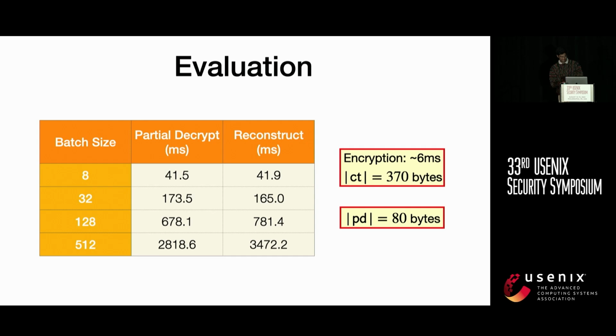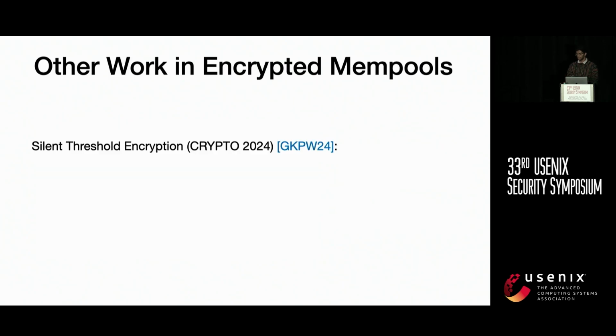So we implemented this scheme, and even for a block size of 512, it only takes 2 to 3 seconds to actually compute the decryption of everything. And all of these are single-threaded numbers, so you could parallelize all of this as well. The encryption only takes about 6 milliseconds, and the ciphertext is about 370 bytes plus the size of your message. And each partial decryption is only going to be 80 bytes, so a really short constant-sized message.